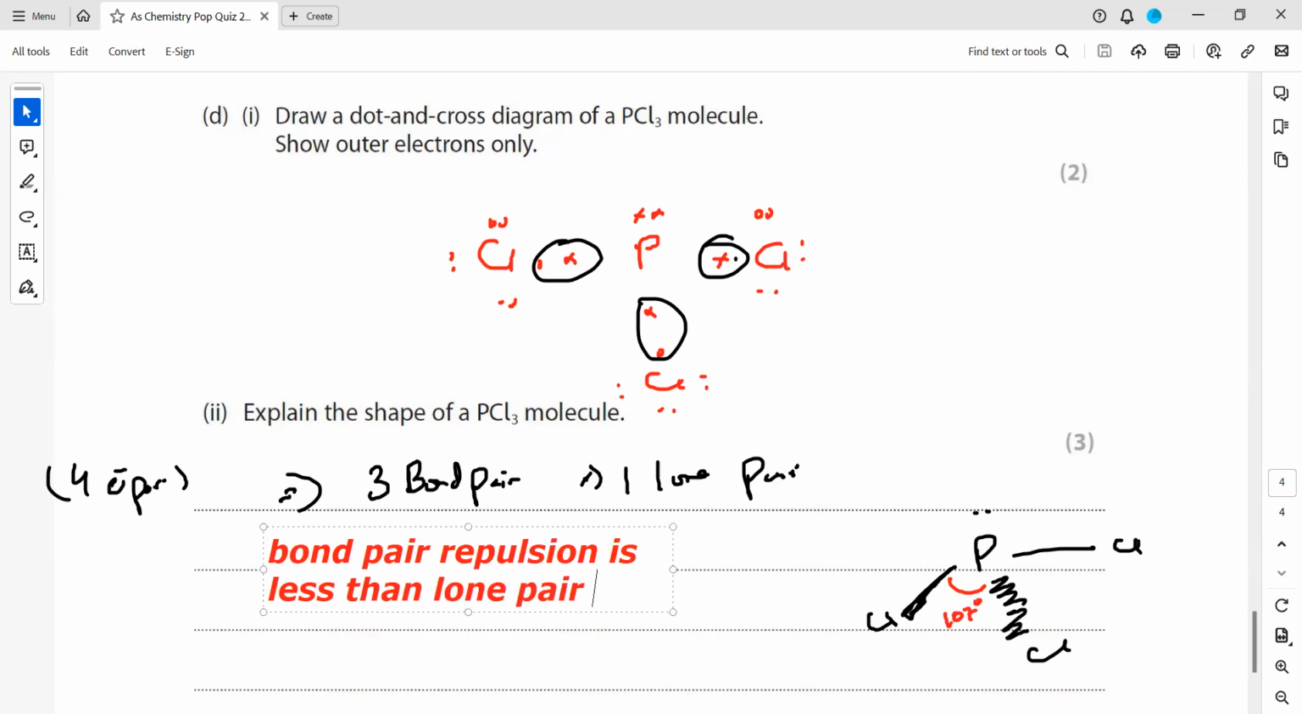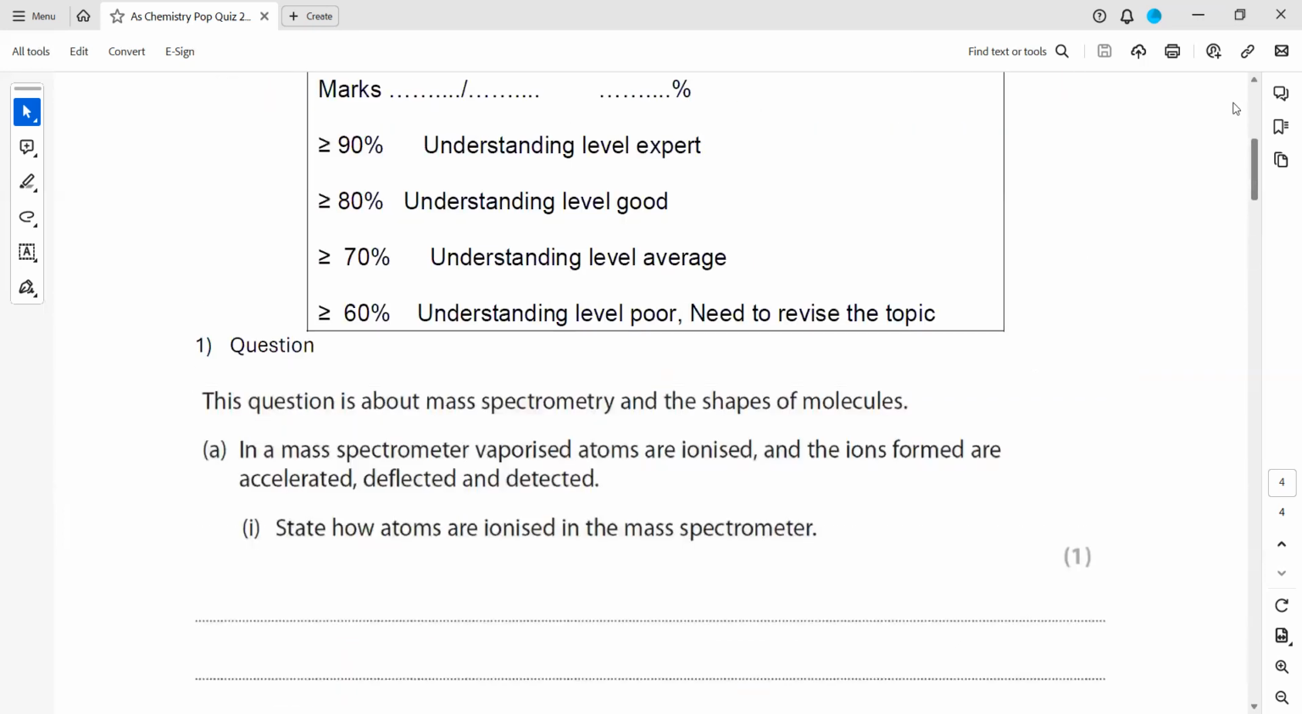The bond pair repulsion is less than the lone pair repulsion, and as we have 3 bond pairs and 1 lone pair, they will minimize the repulsion and arrange themselves in a geometry which will be trigonal pyramidal. So you have to mention the structure as well. Trigonal is optional, but the pyramidal shape you have to mention. So this was pop quiz 27.